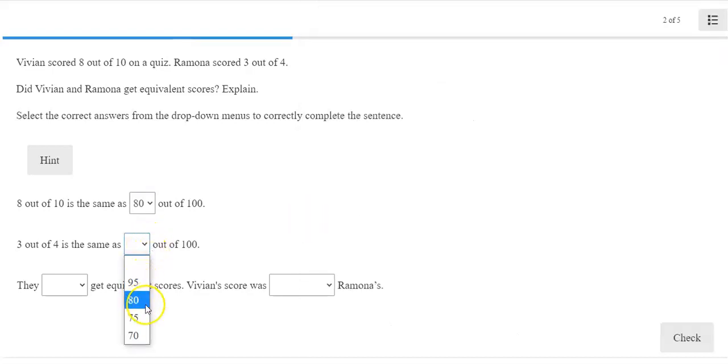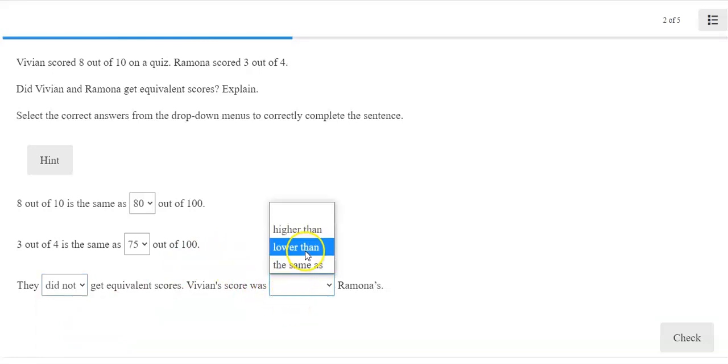So we get 75. They did not get equivalent scores. Vivian's score was higher because Vivian got 80.